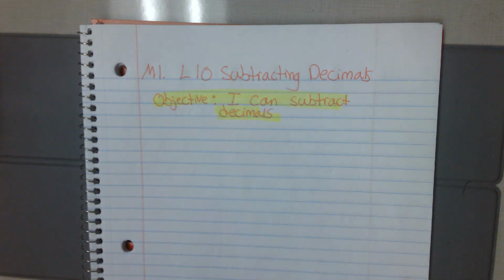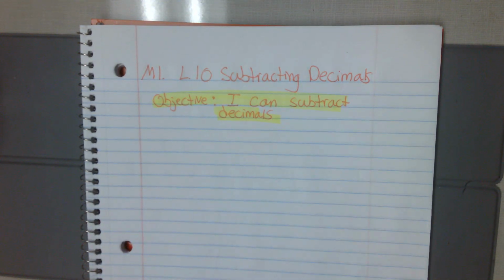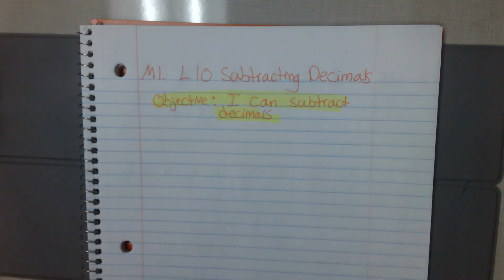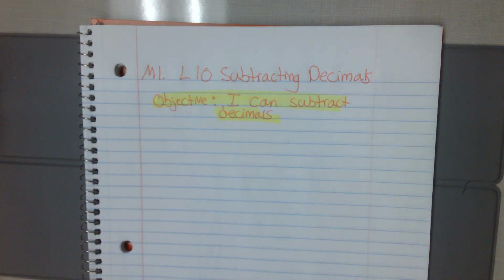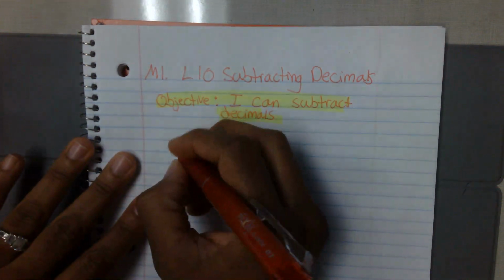Okay, guys, today we're going to work on subtracting decimals. Your objective for today is that you can subtract numbers with decimals in it. So it's very similar to yesterday with our addition. Your basic thing is you need to, again, stack it up according to the place value and line those decimal points up. So we're going to get started with our first example here.